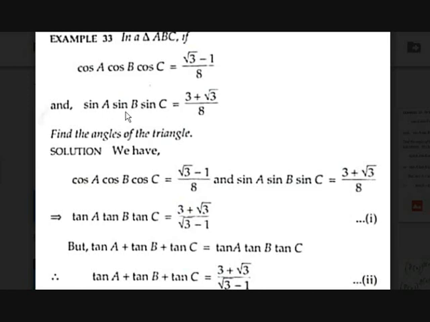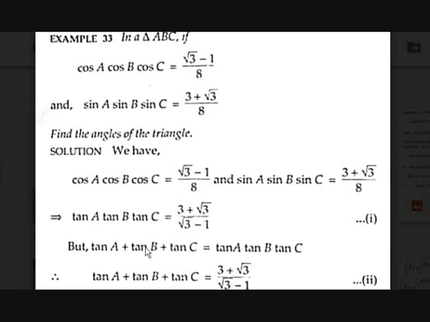How can we find them? First, we have cos A, cos B, cos C and sin A, sin B, sin C. Now one idea will come to your mind: if we divide sin A, sin B and sin C by cos A, cos B and cos C, you will get tan A into tan B into tan C, right? And it is (3 plus root 3) by 8 divided by (root 3 minus 1) by 8. So 8 cancels, and you will get (3 plus root 3) by (root 3 minus 1).